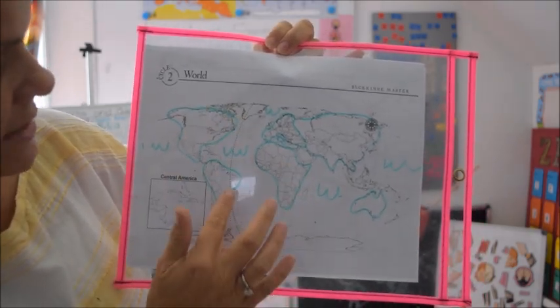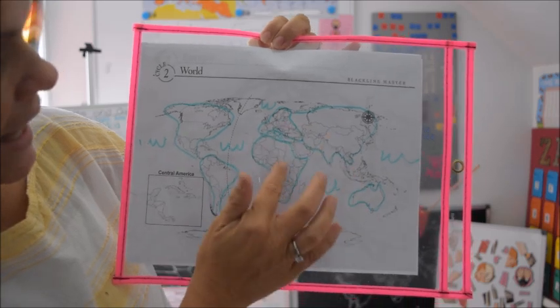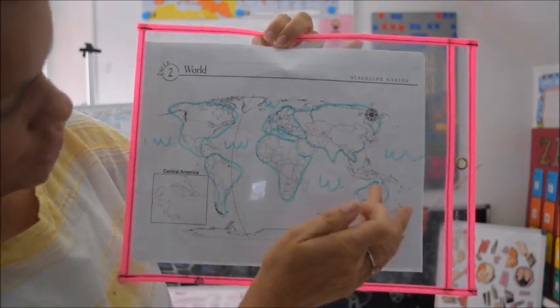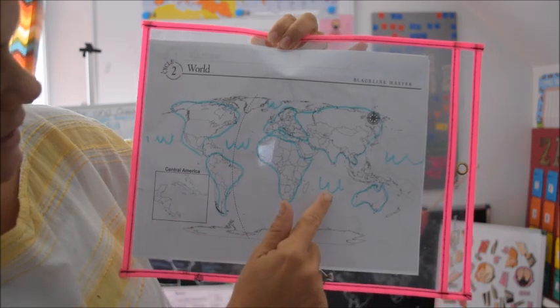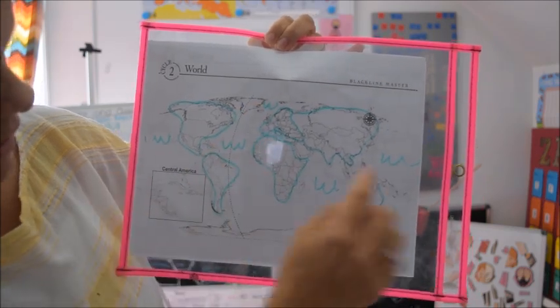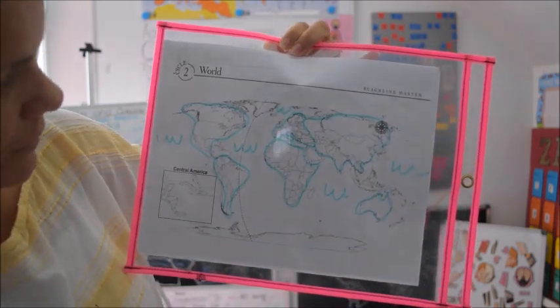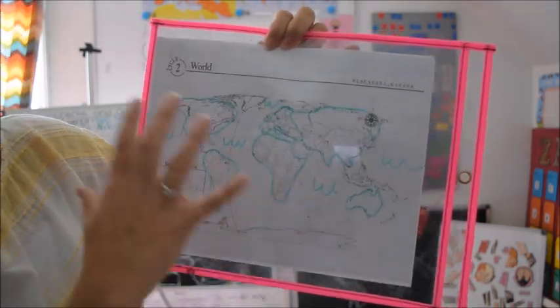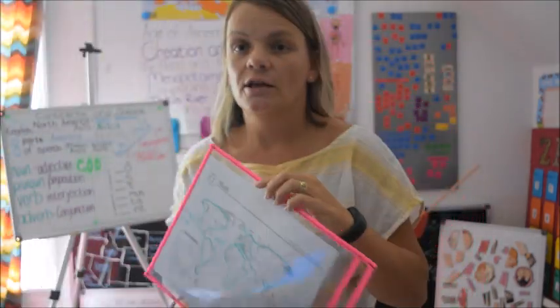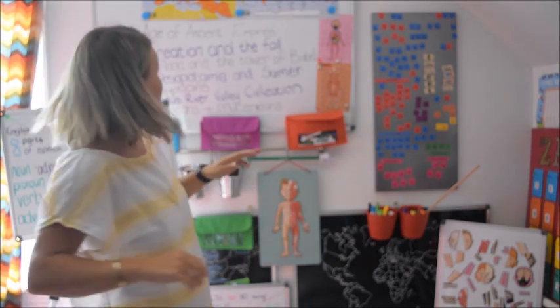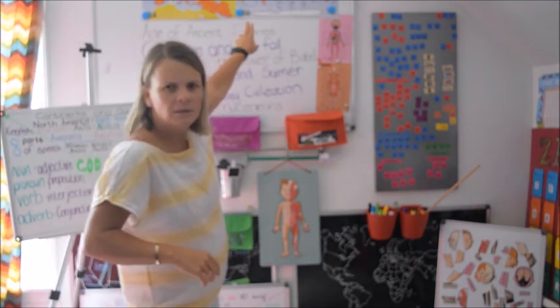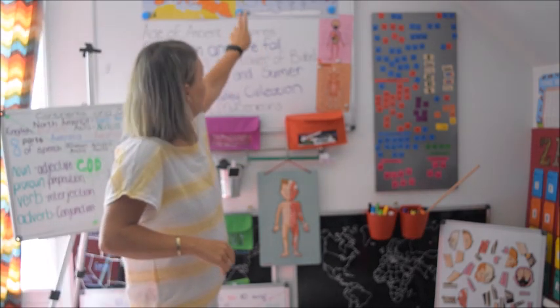So North America, South America, Europe, Africa, Asia, Australia. The oceans are Pacific, Atlantic, Indian, Arctic, Pacific. And they will have a map in here every week that they can work off. Then what I have is, I have a big map, can you see it, that I have magnets on.